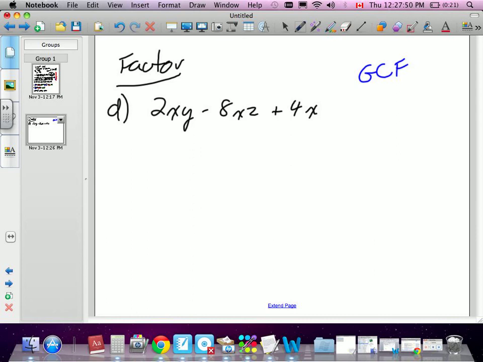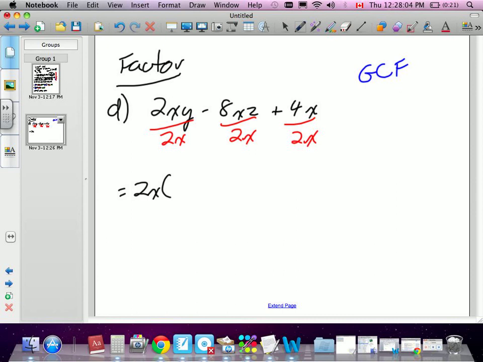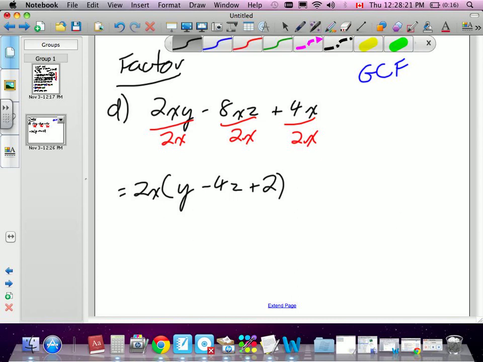Okay, so we have a question here. What's the first step to factoring always? Is there a common factor in all three terms? What is it? 2x. 2x comes out of all of those, so we take 2x to the outside. 2xy divided by 2x is y. Negative 8xz divided by 2x is negative 4z. And 4x divided by 2x is 2. I've taken my greatest common factor out.